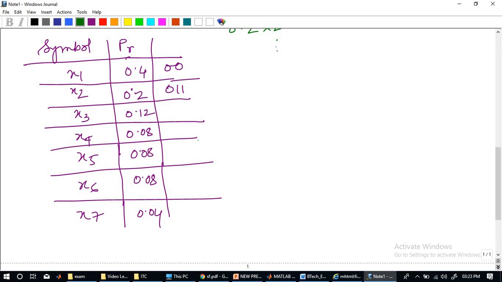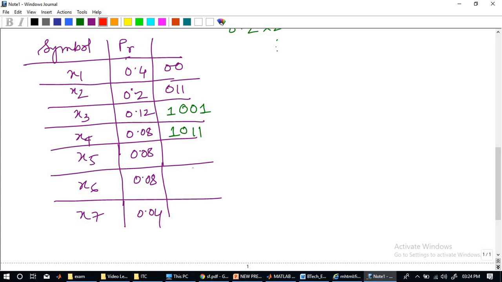Anyone agrees or anyone having different values? Anyone having any different answer? For x3, 0.12, what will be the code word? 1001. Okay, so everyone agrees to that. 1001. Good. Next one. Okay, let me check. 1011, right? So my calculation is also correct.